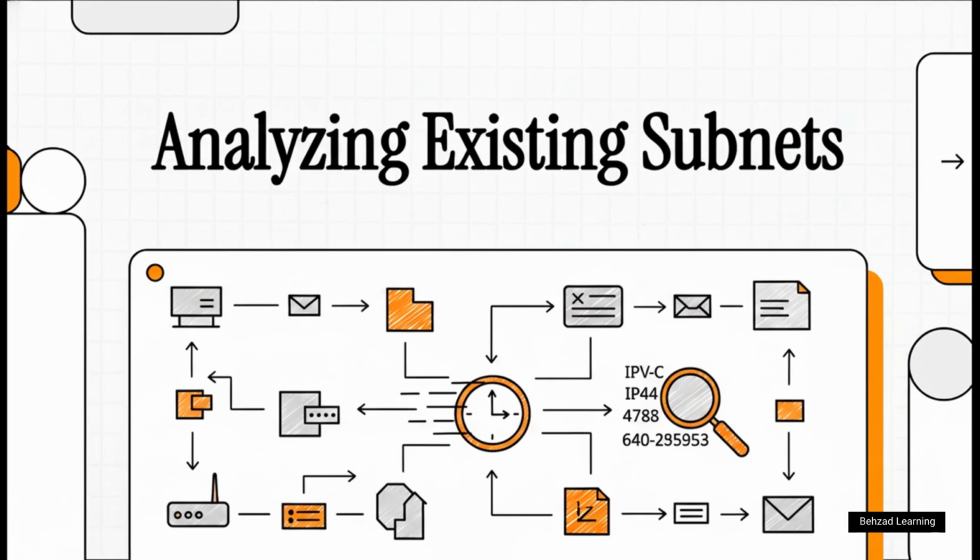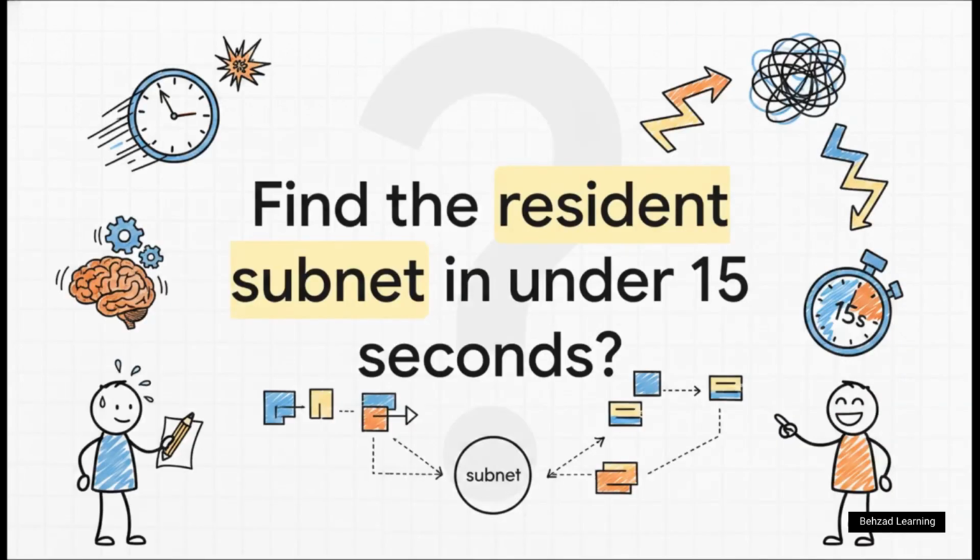amounts of time. So most people take minutes to calculate a subnet. They sit down, they sweat over their scratch paper, and eventually, they just run out of time. But look at the challenge we've got right here. Finding the resident subnet of an IP address in under 15 seconds. Think there's no way that's possible? Stick with me, because we're going to do exactly that.